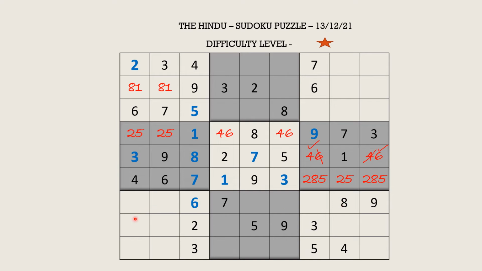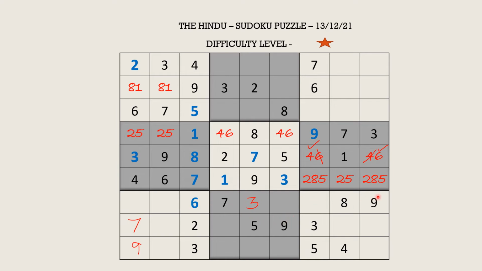Fine. Now let's try to fill this section. So we have a 9 here and a 9 here, and so these two cells take 9 and there is a 9 blocking here. So this becomes a 9. There is a 7 here and a 7 blocking here. So this becomes a 7. So there is a 3 here and a 3 here which blocks these two rows, and there is a 3 here. So this is a 3.